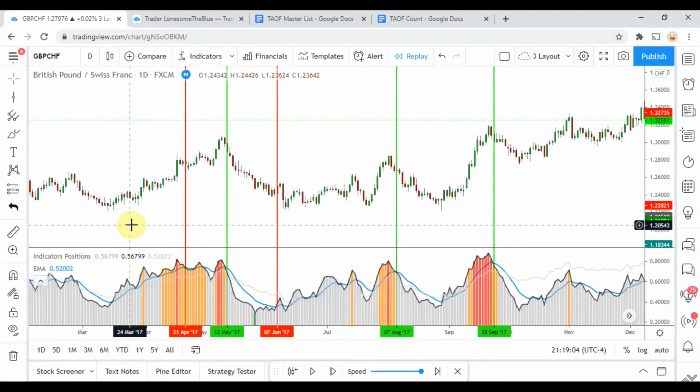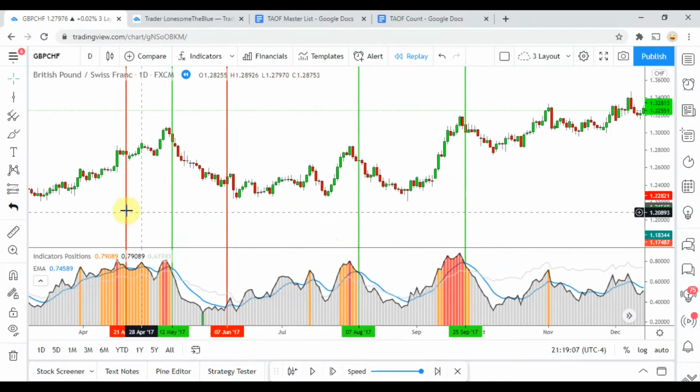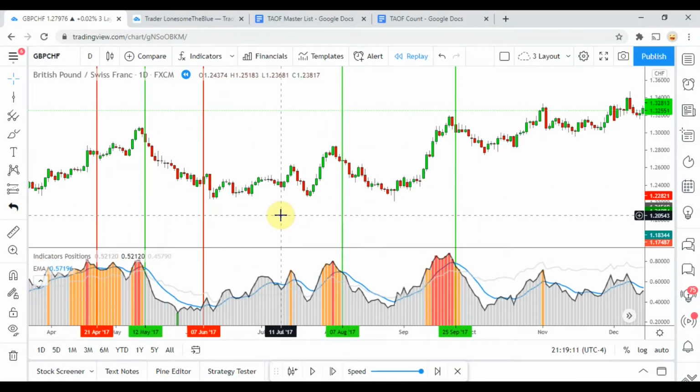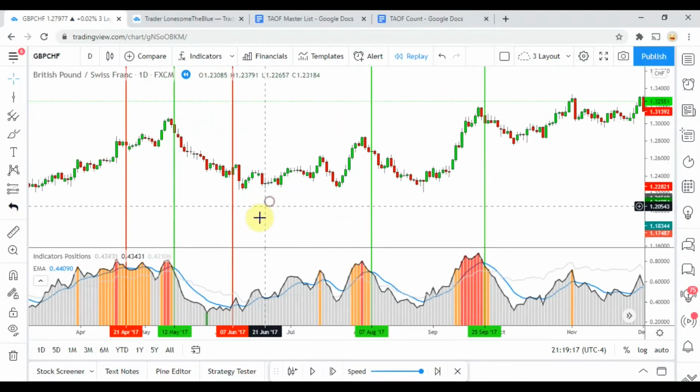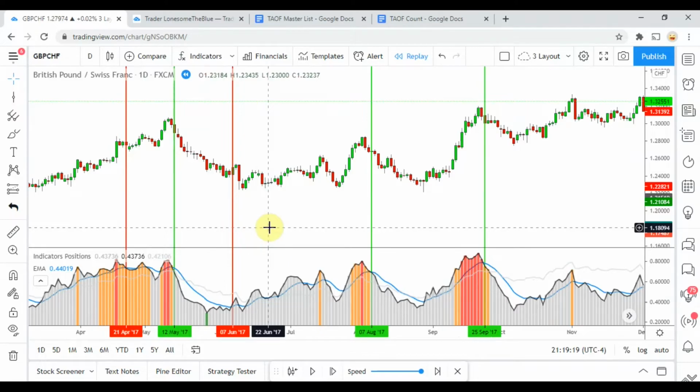All right, so what do we have here? We have 1, 2, 3, 4, and 5. We have 5 signals all together, and we have 1, 2, and 3. 3 winning trades. And so that is exactly 60%. It's an interesting indicator. Might need to be tweaked a little bit.